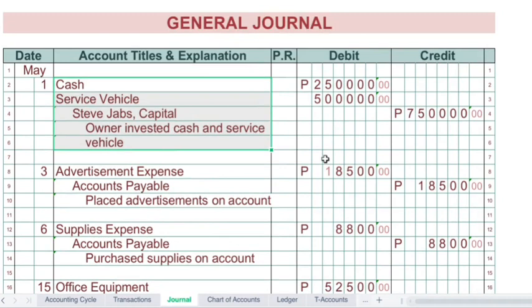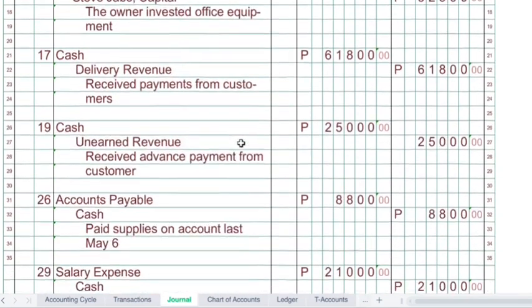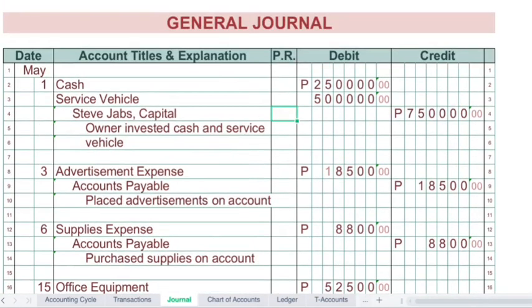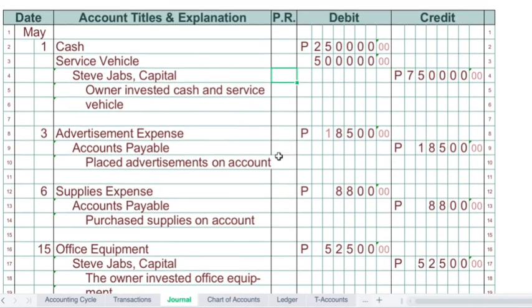Okay. So, halos same lang din siya doon sa ginawa nating activity last time, yung analyzing transaction. Pero dito, formal na siyang nire-record sa ating journal. Okay, sa ating journal, which is the book of the original entry. And then we also record the amounts, and we also put a short description. Alright? Okay, so if you have questions about journalizing, so just comment down below.